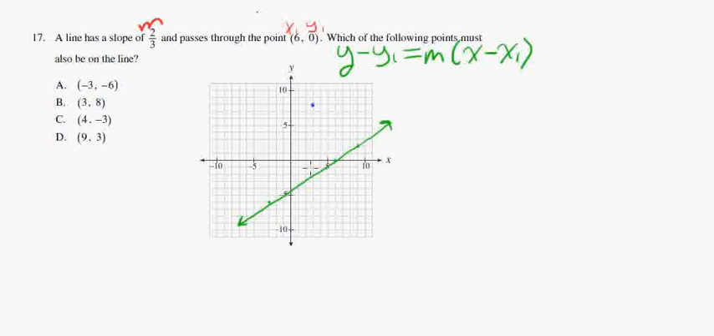(4, -3): 4 is 1, 2, 3, 4, and -3 is down there. Last one is (9, 3). 9 is here, 1, 2, and 3. Alright, so the closest point, given my line here, looks to be this one, which is A. Okay, now let's check.